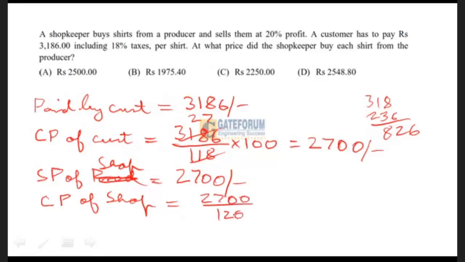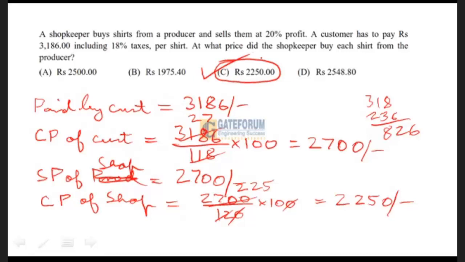So the cost price of shopkeeper must be equal to 2700 divided by 120 into 100. So that is this, and does this get divided by 12? Let us try. 12 2s are 24, 12 2s are 24, 60 to 25. So that is 2250. This is the cost price of the shopkeeper. So that's what has been asked for. So 2250 is the answer, and hence that is option number C.